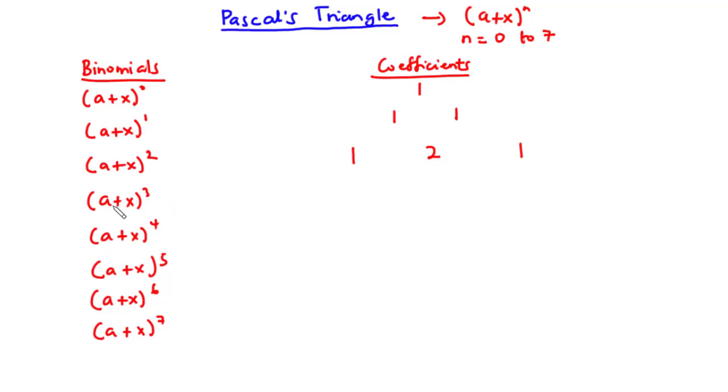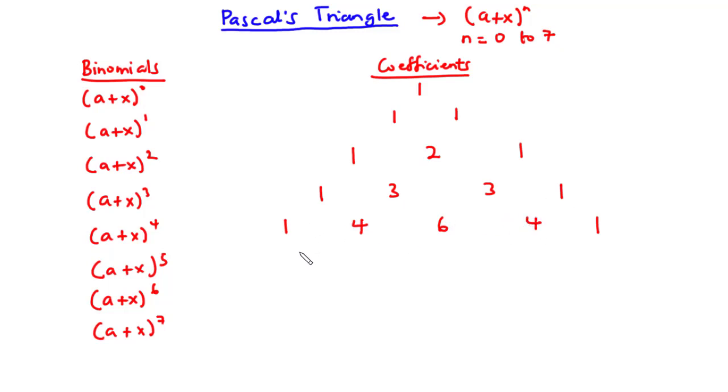Now let's move on to a plus x to the third power. So we have 1 and 1 at the extreme ends, and then we are going to add 1 and 2 to give us 3. We are going to add 2 and 1 to also give us 3. To the power 4, we have 1 and 1. 1 plus 3 is 4. 3 plus 3 is 6. 3 plus 1 is 4.